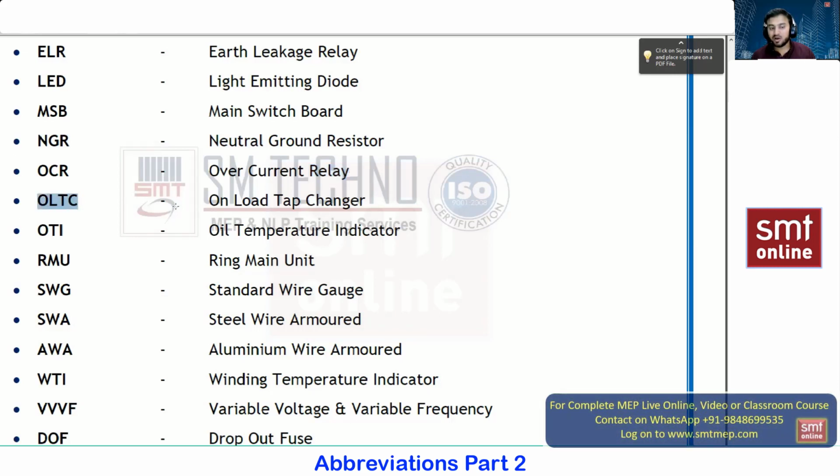Again, OLTC, on load tap changer. So what is a transformer? Basically, its basic function is to step up or step down the voltage.